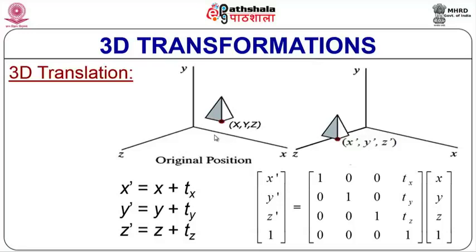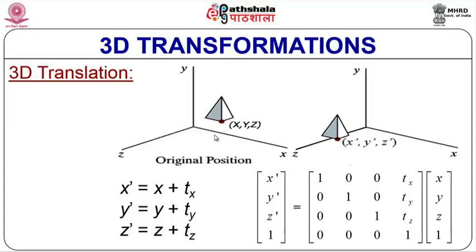x dashed is given by x plus tx. x dashed is the new x position, y dashed is the new y position, and z dashed is the new z coordinate or the z position. tx, ty, tz are the translational distances along the x direction, along the y direction, and along the z direction, or how much you move along each of these directions.